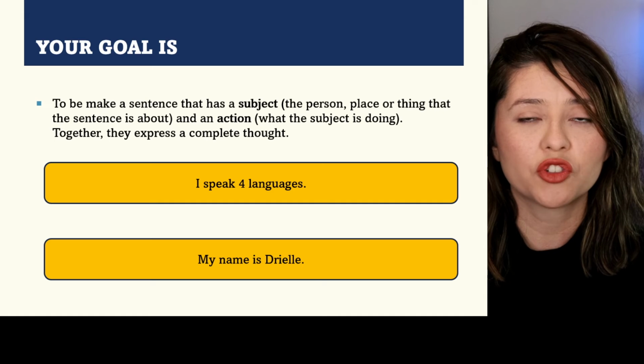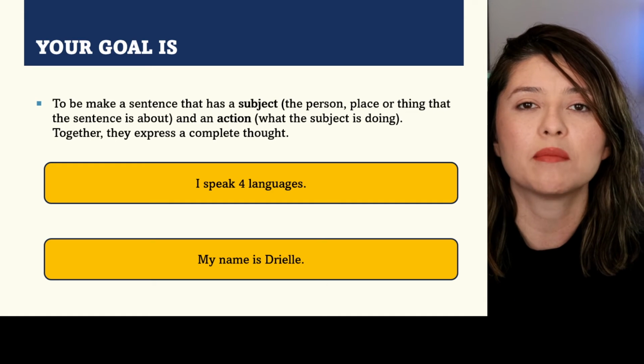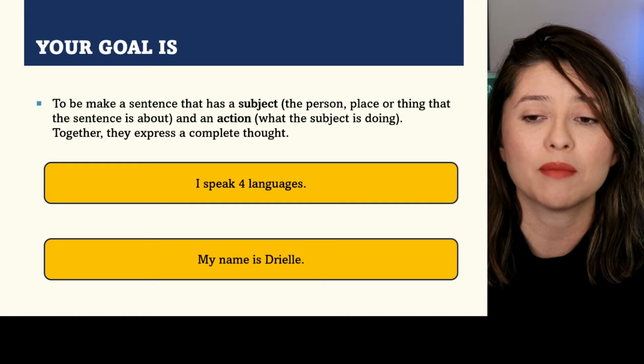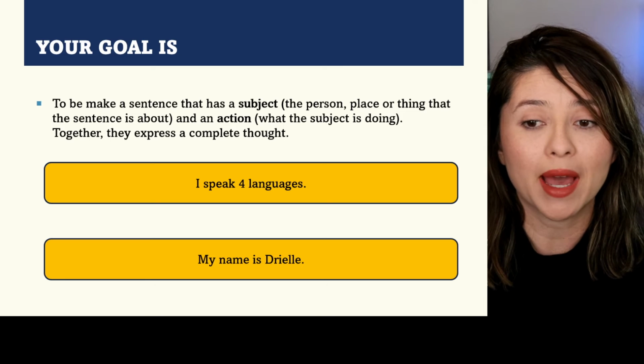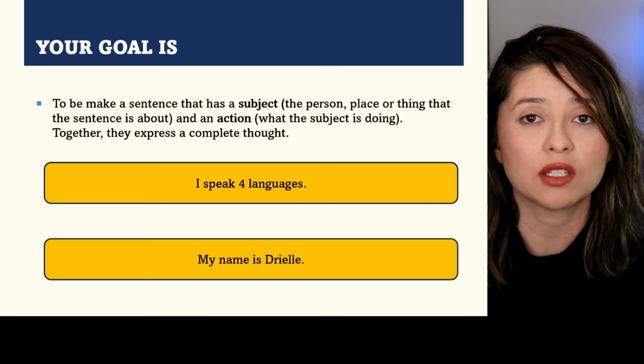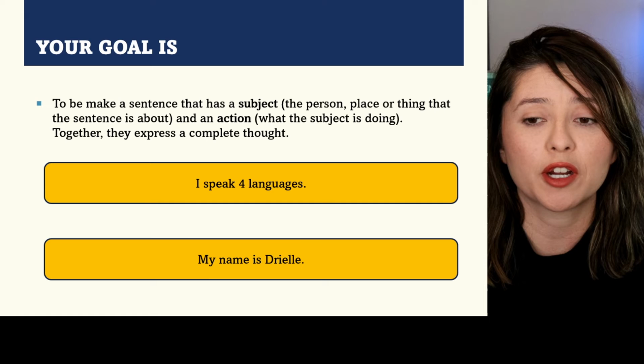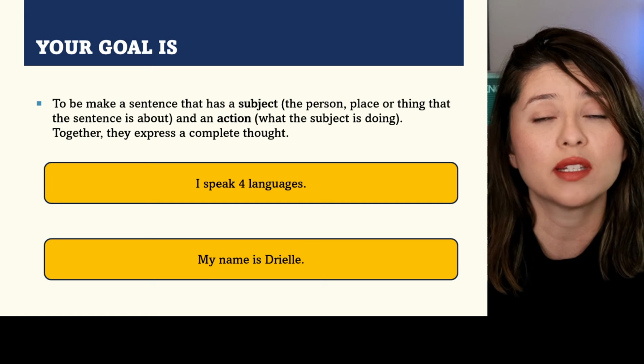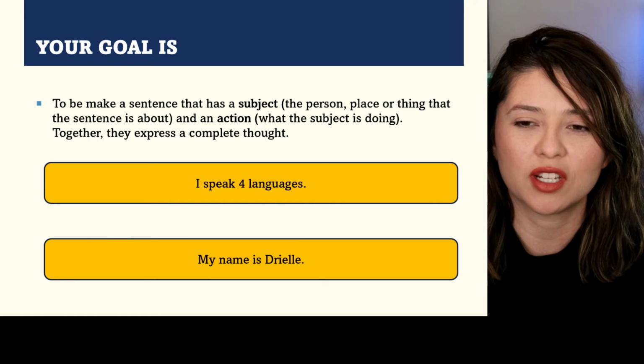My name is Drielle, and here my name is the subject, is my verb, and Drielle is the one that is receiving the action here.